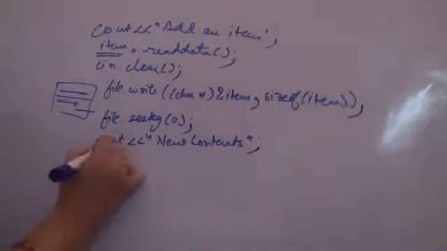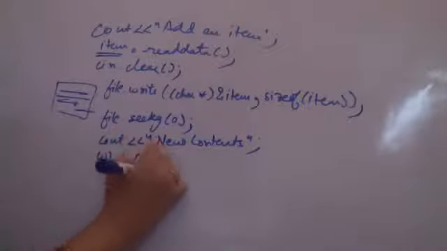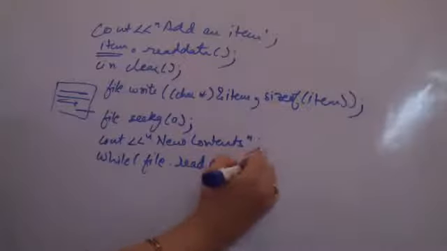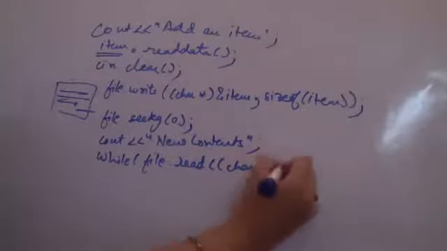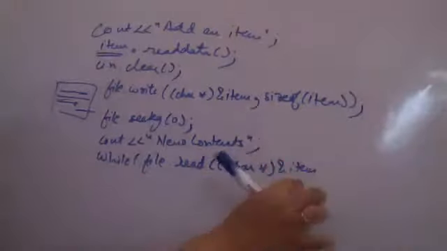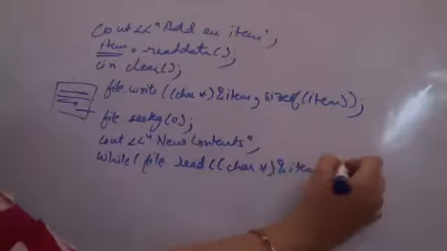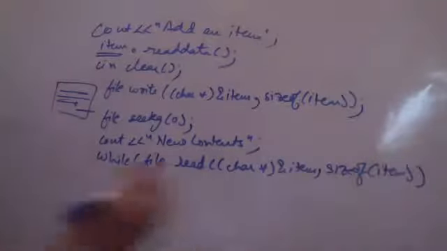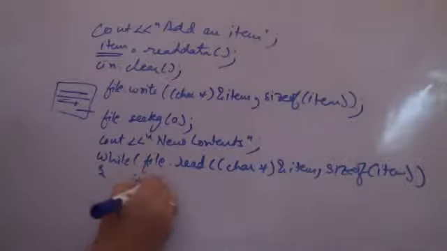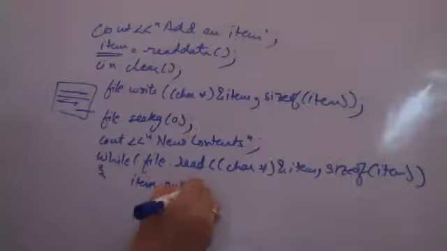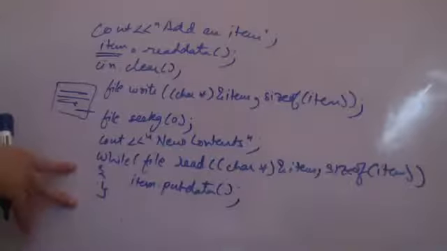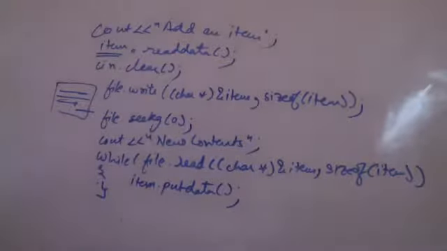And I'm using the same loop, which is while file dot read. I'm reading from the file. I'm using a typecasting. Into item I want to read the data, and how much data to read from the file, item size of data I want to read. While this is happening, some data is being read. I want to call item dot put data. Whatever data is read, kindly display it on the screen. So the new contents of the file will be displayed in this manner.